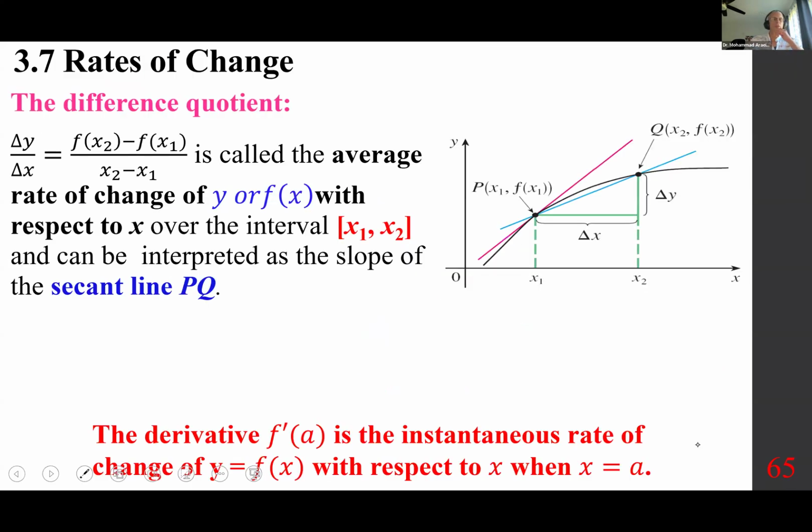All right, now 3.7, rates of change, the difference quotient delta y over delta x. Remember, rise over run, the average rate of change of y with respect to x. And there are various formats of writing. It is also known as a difference quotient. f(x2) minus f(x1) over x2 minus x1 is called the average rate of change of y, or f(x), with respect to x over the interval from x1 to x2, and can be interpreted as the slope of a secant line PQ.